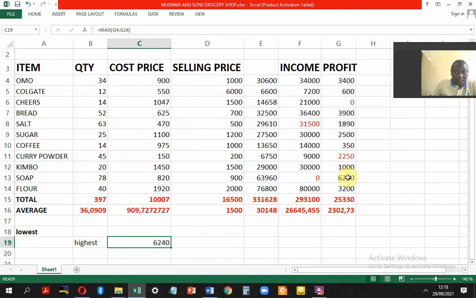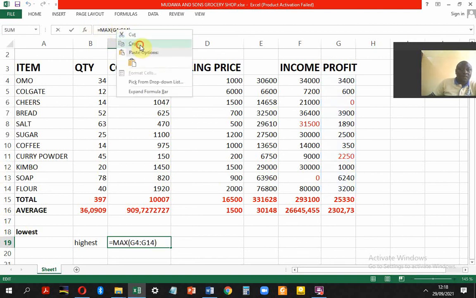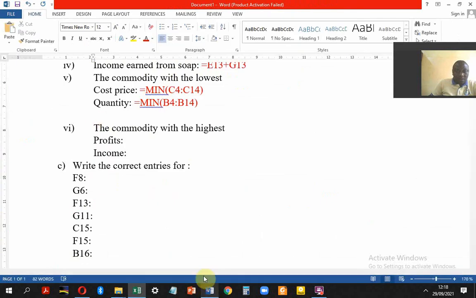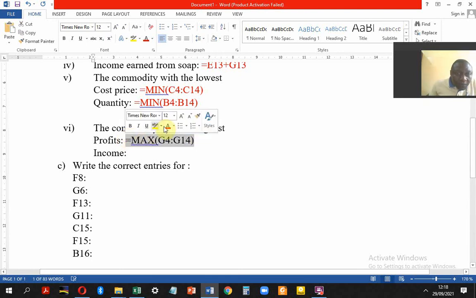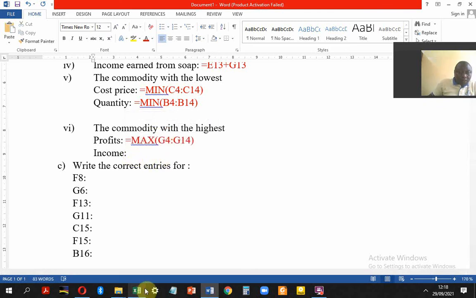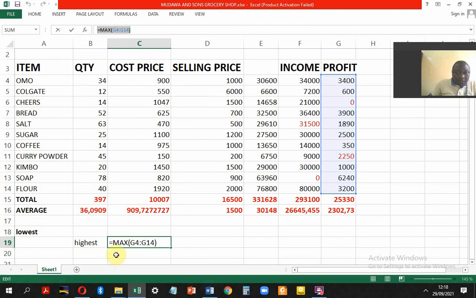And soap is our highest. So we copy this formula, go back to our workbook and put it here. The same thing for income: we go back to our spreadsheet and calculate it also.